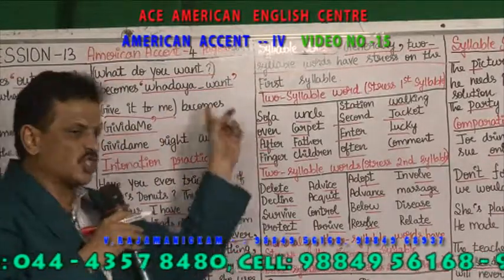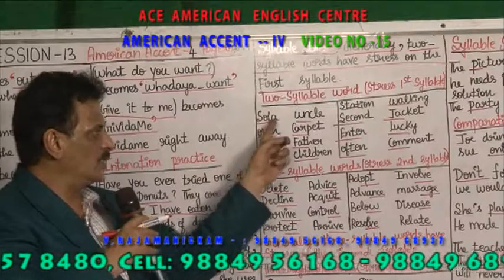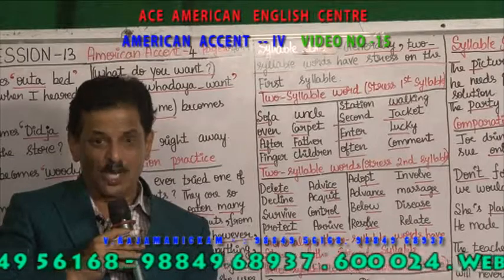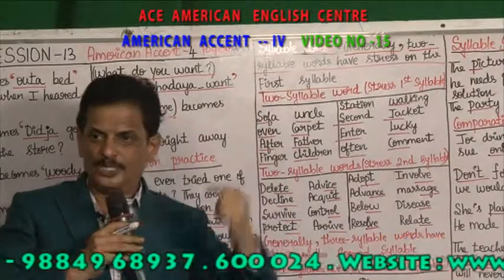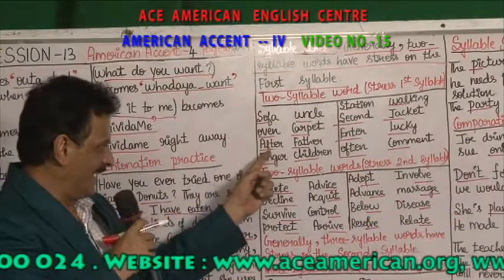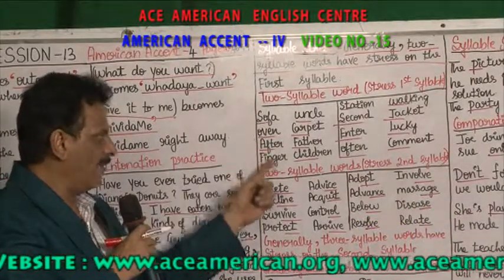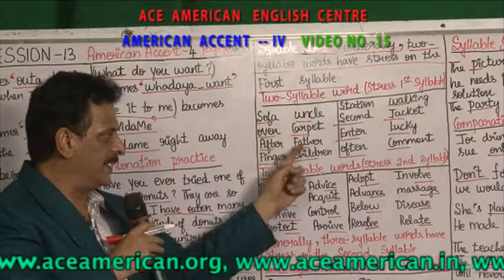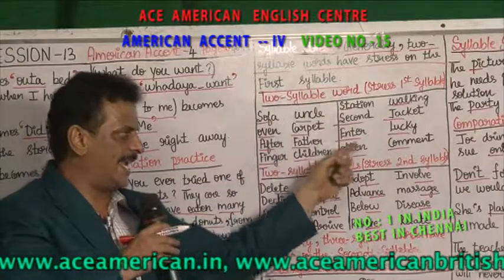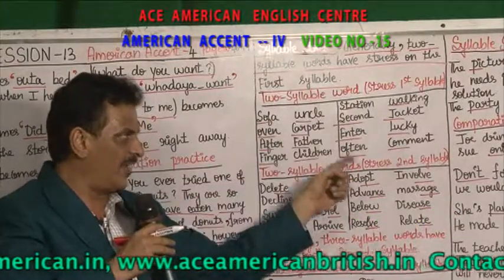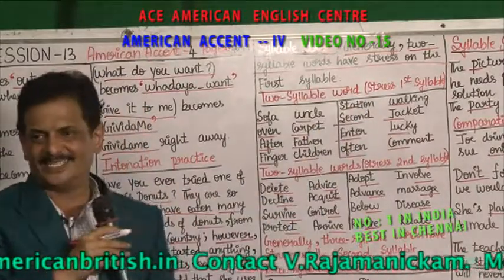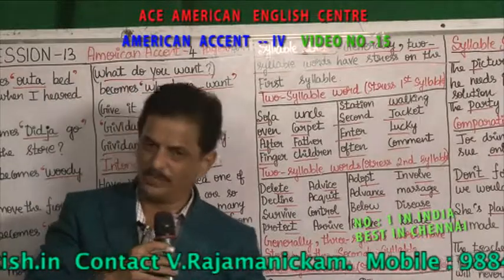For example, sofa. How many vowels are there? O is a vowel, A is a vowel. And sofa is a noun. You have to stress on the first syllable. Sofa. So should be stressed 100%, 50% for fa. Oven, after, finger, uncle, carpet, father, children, station, second, enter, often, walking, jacket, lucky, comment, right? So two syllable, first syllable should be more stressed.